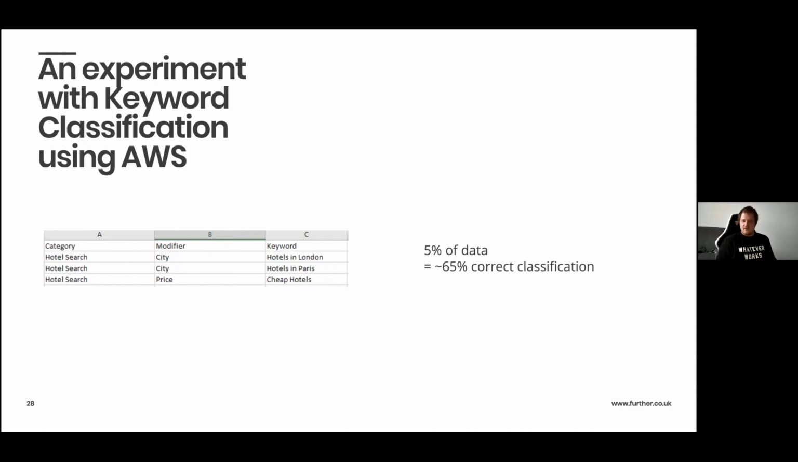I used AWS's platform, which I can't find anymore. I think they've taken it down. But I classified 5% of my data set, uploaded that, trained it, used it to train a machine learning model, and then gave it the other 95%. And it came out with about 65% of it being right, which doesn't sound hugely impressive, but that's probably better than I would have done if I'd done it by hand.